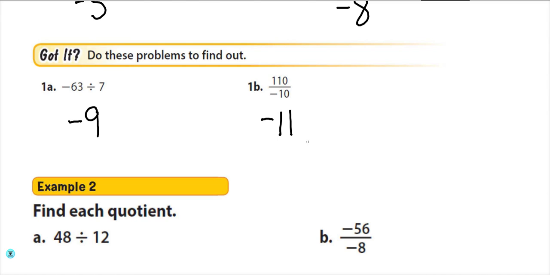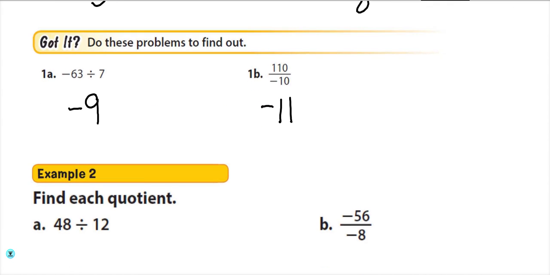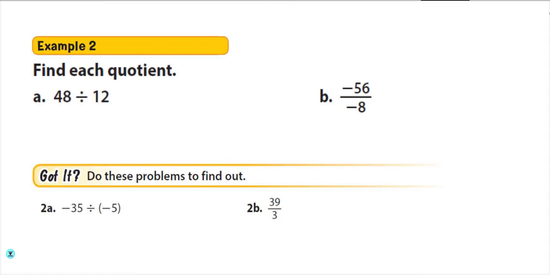Let's take a look at example 2. Here we're going to find each quotient. It says 48 divided by 12, so that's simply 4. Everything's all positive, so nothing to worry about there. Letter B, we have negative 56 divided by negative 8. 56 divided by 8 would give us 7. We have a double negative, so that keeps it positive.